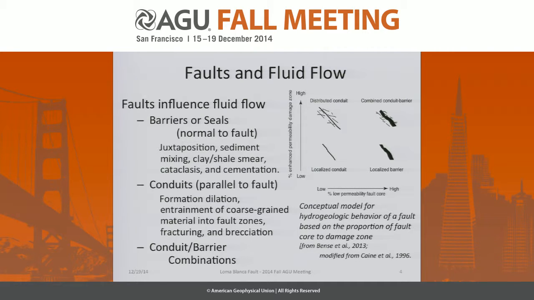Jonathan Kane and others have tried to diagnose the morphology of different kinds of fault styles and how they affect fluid flow, and this is sort of a cartoon of that. We're focused mainly on the kind of localized barrier fault.